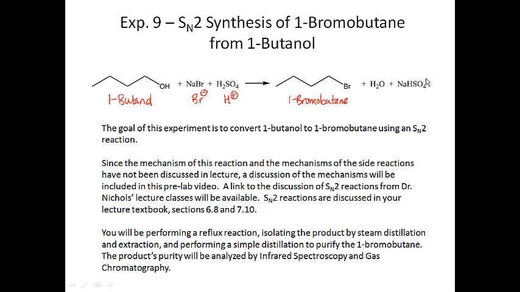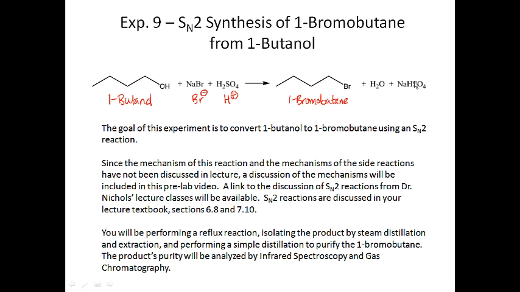So this is the overall balanced equation. Our goal is to convert 1-butanol to 1-bromobutane, and this mechanism is nucleophilic substitution that's bimolecular. Now, some of you will have already gotten to this by that week, the people that are in my class. I don't know if the people that are in Dr. Kwan's sections will have gotten quite to SN2.